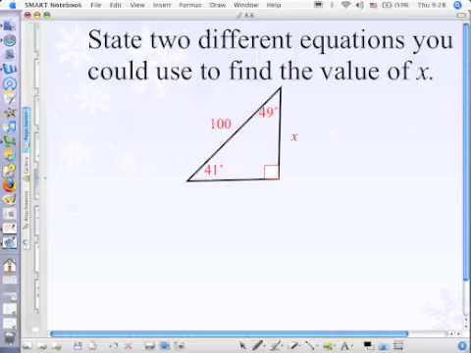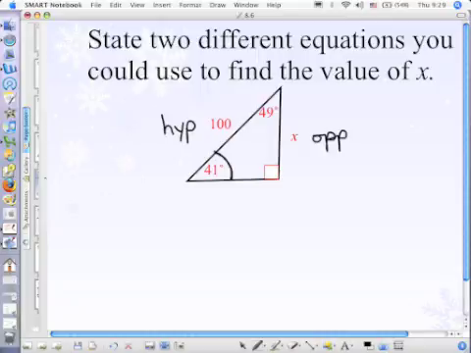Okay, so the first triangle, we're going to use 41 as our designated angle. So the first thing we need to figure out is the two sides that I have information on, what are they in relation to the 41-degree angle? What is 100? The hypotenuse. In reference to 41 degrees, what is x? Opposite.